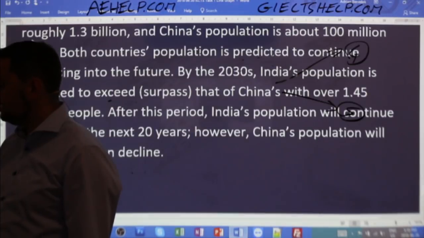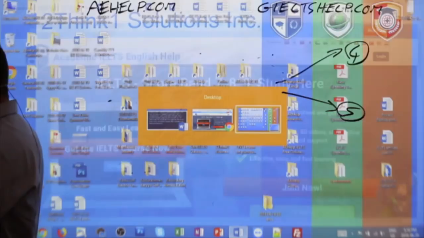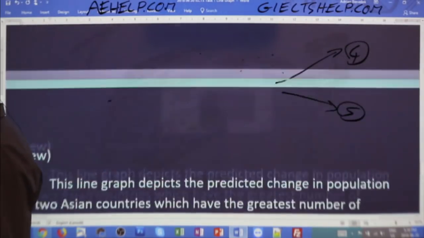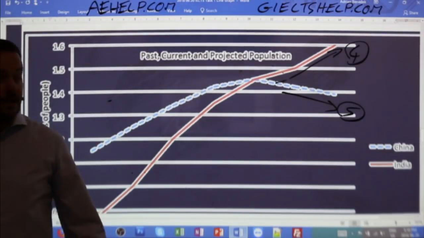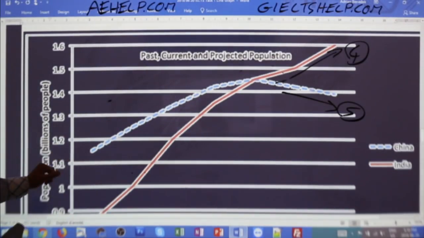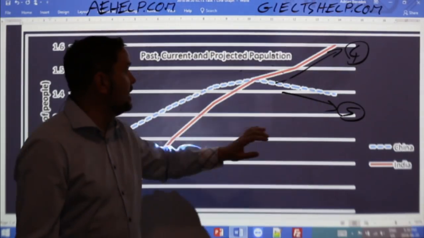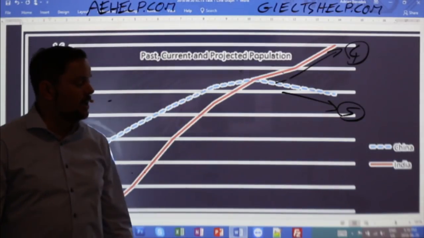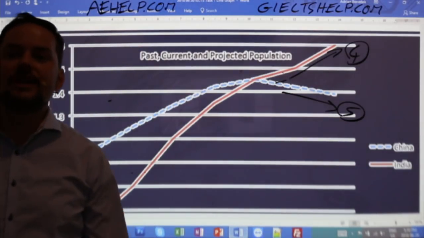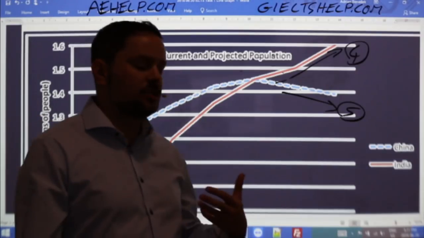Okay. So you can say that by this time here, 2050, China's population will drop to 1.4 billion and India's will reach 1.6 billion. Before we say that, what's a good way to say 2050? Okay. What's another good way to express 2050?